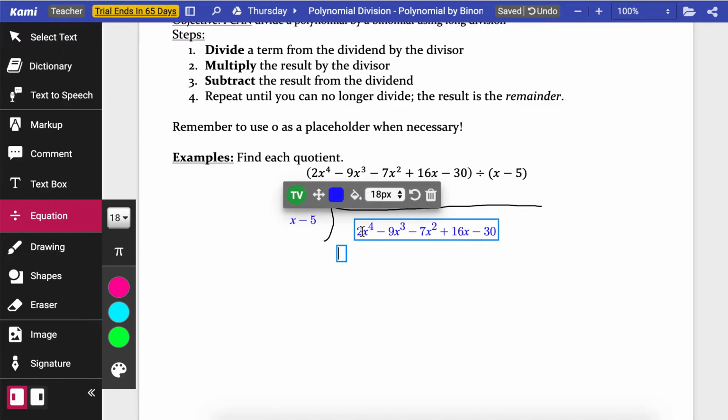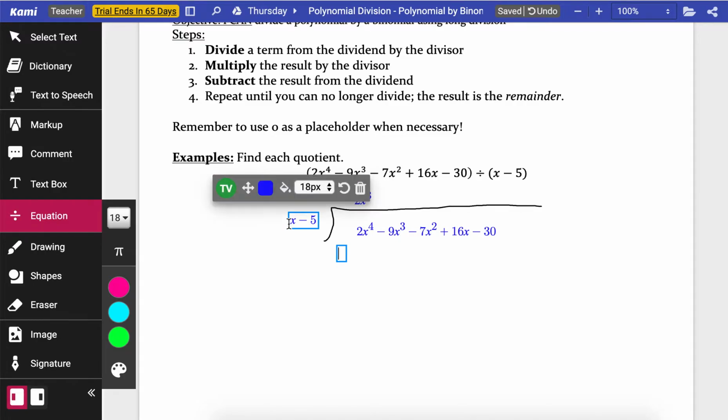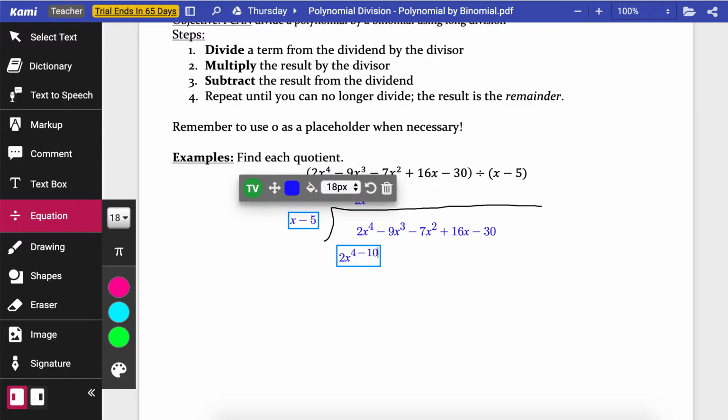So we divide this 2x to the fourth by x, first term by the first term. We get 2x to the third. We multiply 2x to the third by x minus 5. So 2x to the third times x is 2x to the fourth. That's good. That's what we want to eliminate. And 2x to the third times negative 5 is negative 10x to the third.